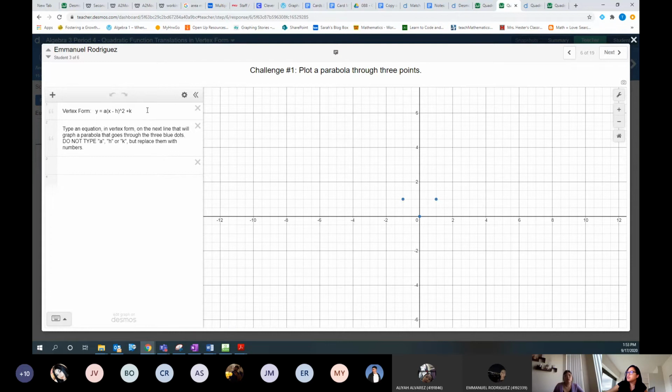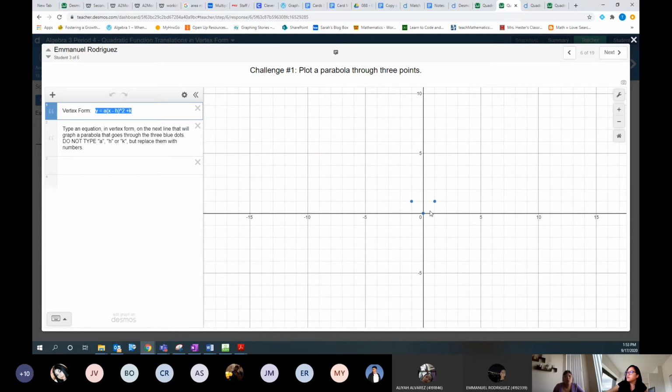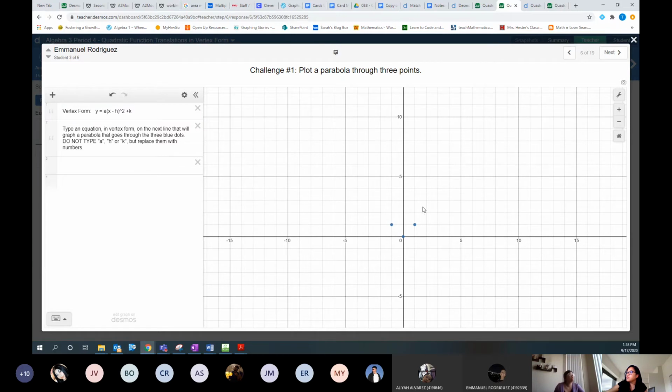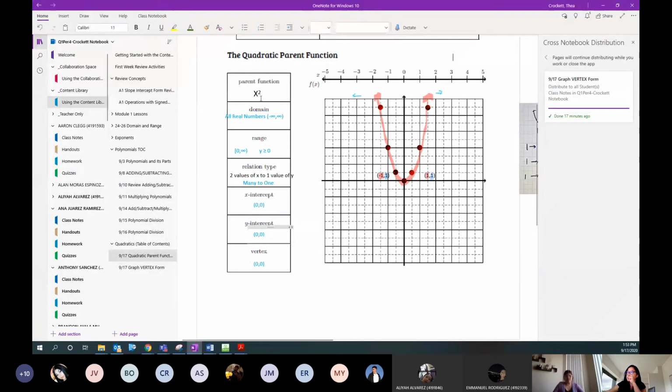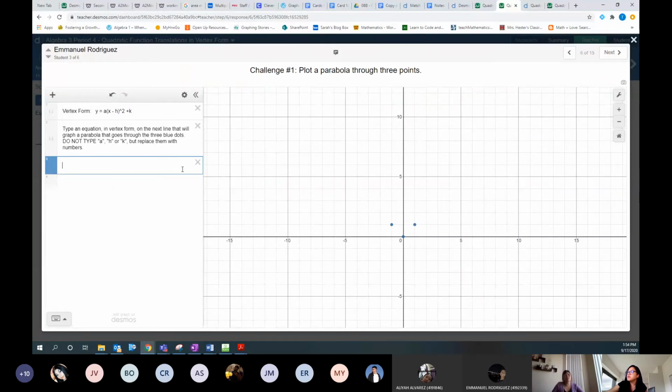So Emmanuel, this is a parent function. So when you adjust, you're going to see that it's 1:1. So just type our equation in the parent function. Just do this x squared. That means that everything is 0 except for the a.